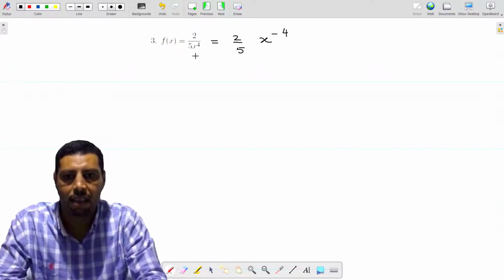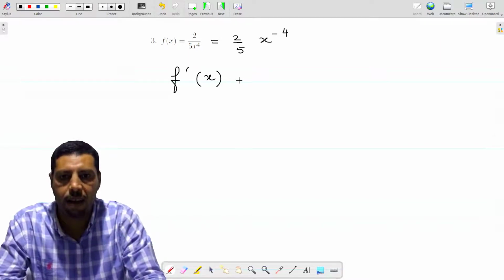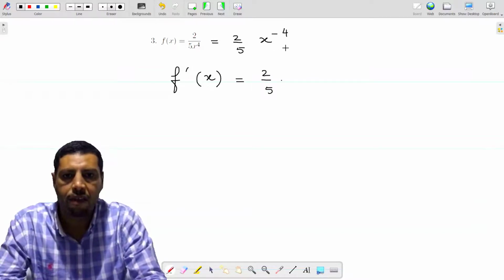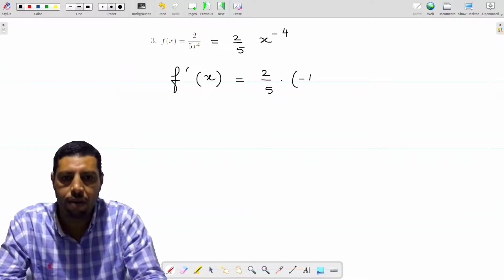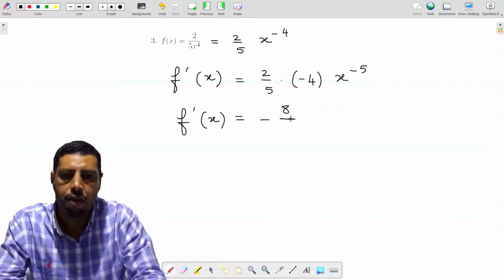We didn't start the derivative yet, okay? But here we can see clearly that we have a factor, which is 2 over 5, times a power of x, which is x to the power of negative 4. So we can apply our power rule for the derivative, and we obtain f prime of x equals 2 over 5 times the derivative of x to the power of negative 4, which is negative 4 times x to the power of negative 4 minus 1, which gives negative 5. And we can write our final result: f prime of x equals negative 8 over 5 x to the power of negative 5.